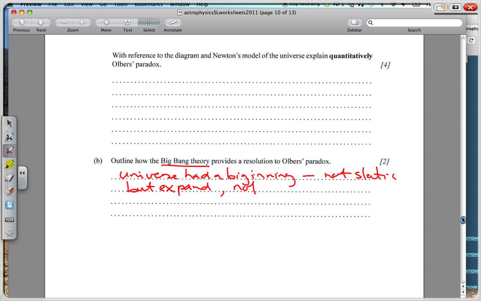It's not uniform, and it therefore has an end. It's not infinite. So we wouldn't have this adding on and adding on effect as we would have with Newton's model. Okay, thank you very much. That's the end of that worksheet.